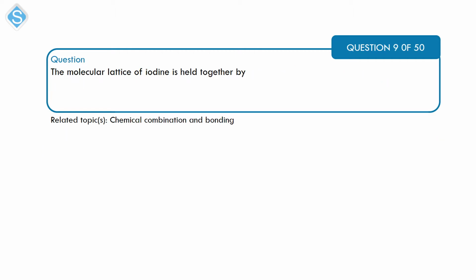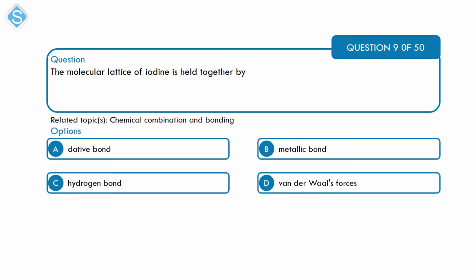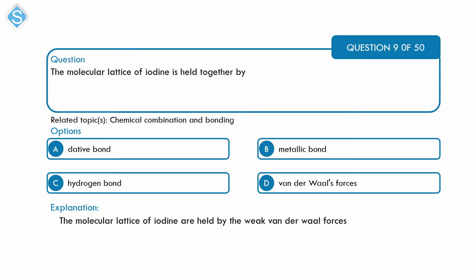Next is on chemical combination and bonding. The molecular lattice of iodine is held together by A, dative bond, B, metallic bond, C, hydrogen bond, and D, van der Waals force. Alright, so this is a question on intermolecular forces or bonds. The molecular lattice of iodine is held by weak van der Waals forces. That is option D, weak van der Waals forces.